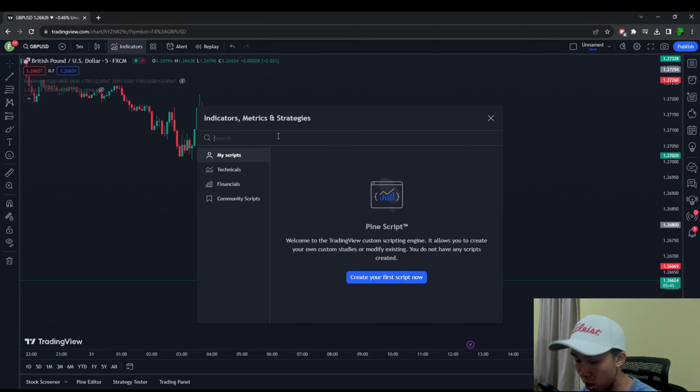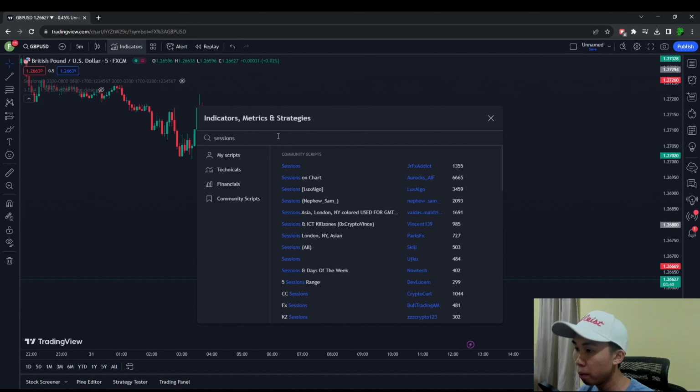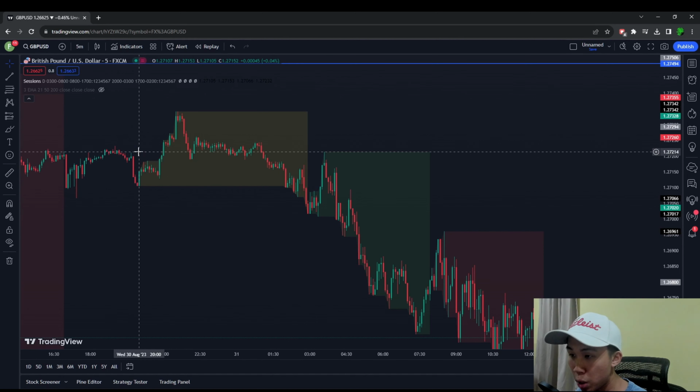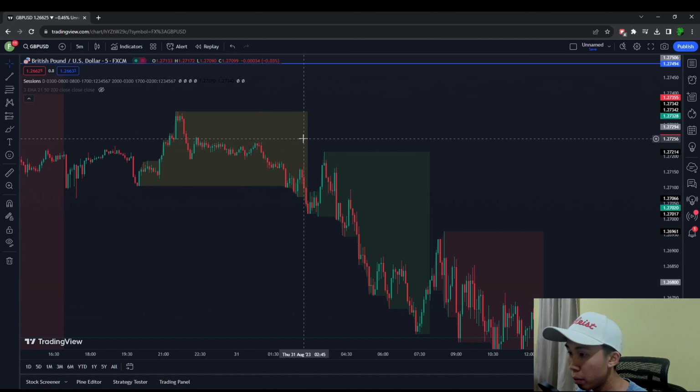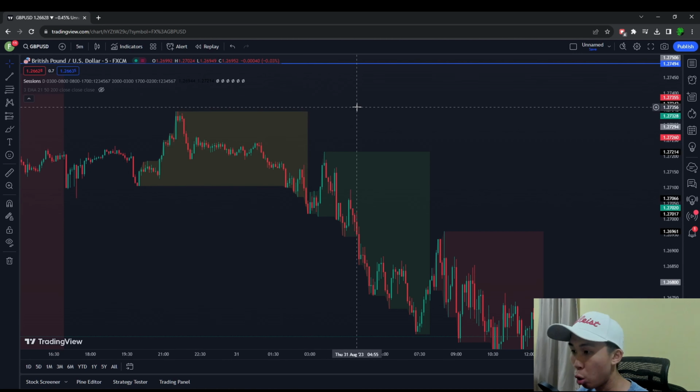This is the session indicator, and if you want to use it, you can go to indicators and search sessions. It will be Sessions on Chart by Aurochs_AIF. Now after you have done that, we can open it up and you will see this. We can see this orange or yellow area. This is the Tokyo session, because 8 p.m. to 3 a.m. is the Tokyo session.